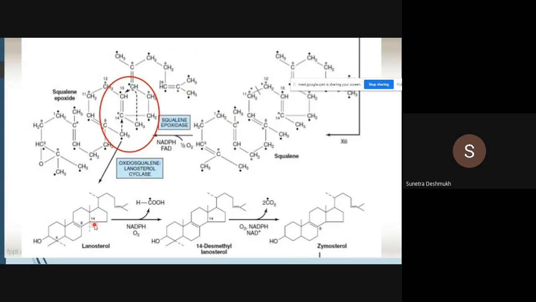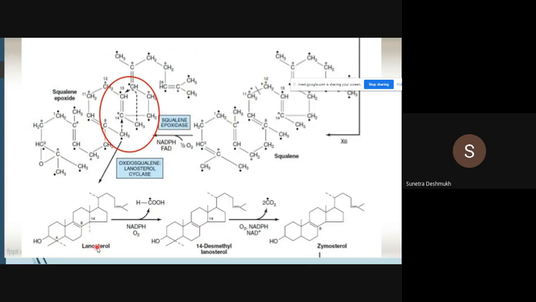Once we got lanosterol, it's very easy to convert. Now we have the basic skeleton of the cholesterol molecule over here. How do we get from lanosterol to cholesterol? We'll see. There are different steps involved.